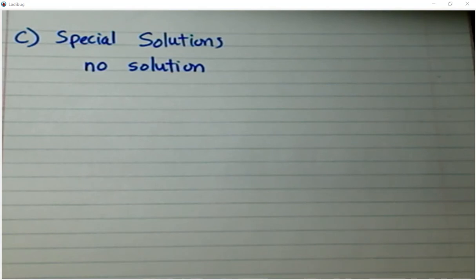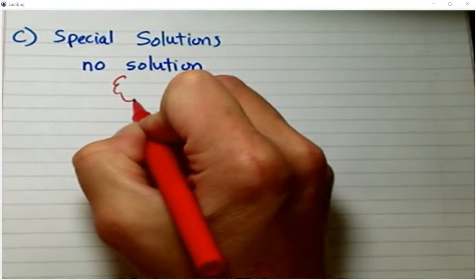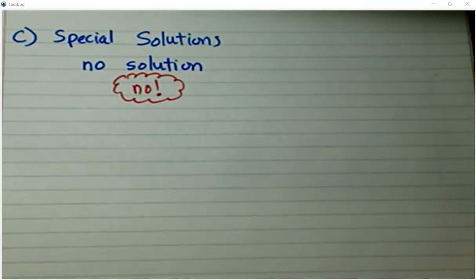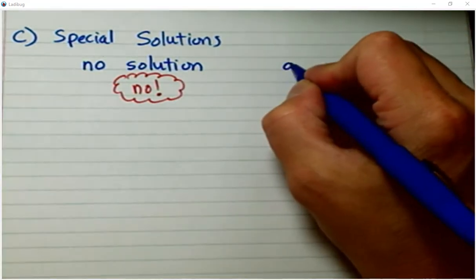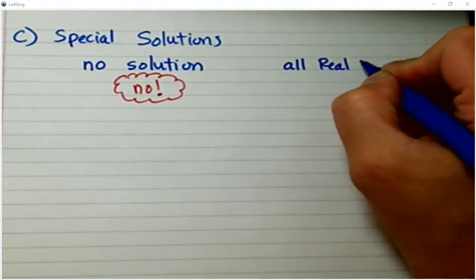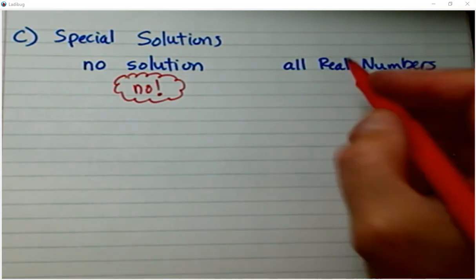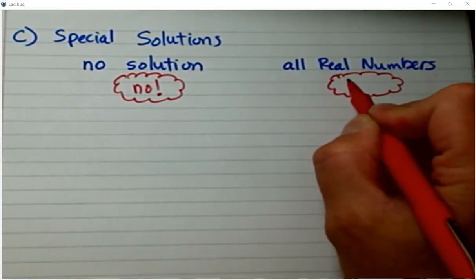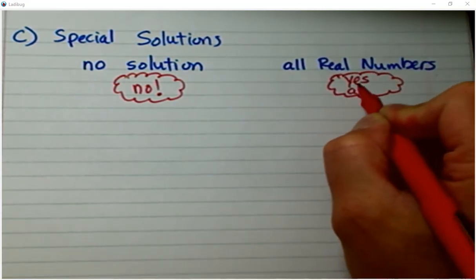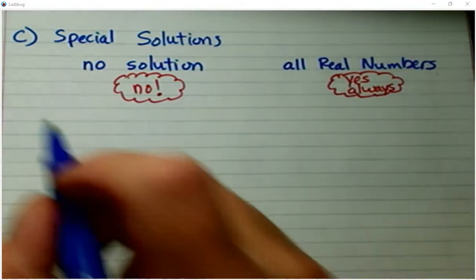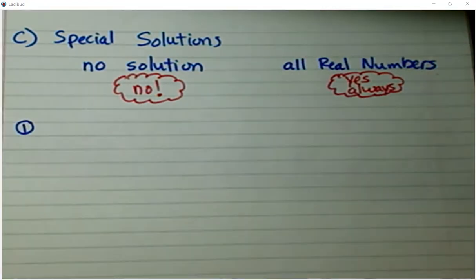Okay, so the last thing that we're going to cover here is special solutions. Special solutions happen when you are thinking about your problem and you end up saying something like no. Okay? Now, we have another possible special solution, and that is when you get all real numbers. And this is when you say something like, yes, always.